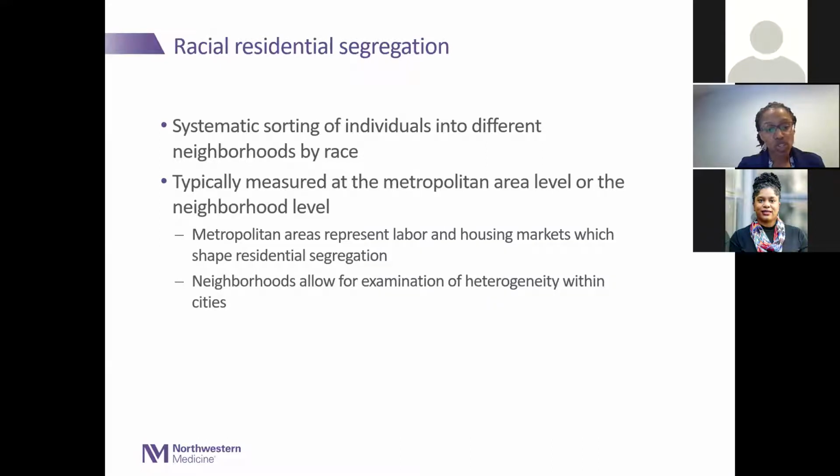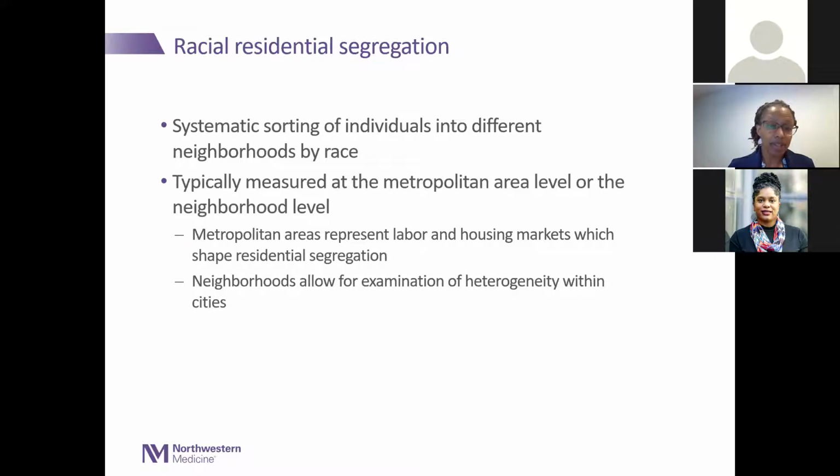It's typically measured at the metropolitan area level or the neighborhood level. The metropolitan areas are often used because they represent labor and housing markets that shape residential segregation patterns. And the idea here would be that living in a segregated neighborhood could be harmful for your social and economic well-being, and as we argue further in this talk, health, regardless of where you live within that metro area.